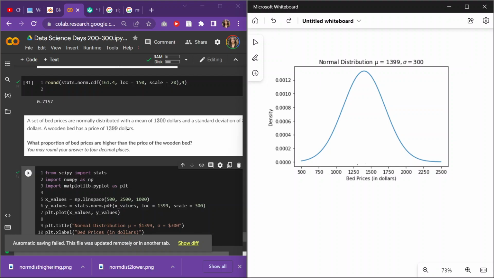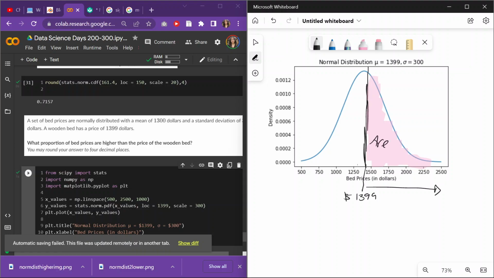1,399 is around here, kind of over here. So basically they're asking for the area that is above this point, or higher than this point, which is anything over here, right? Because these are in dollars, so they're higher at that point. So this is $1,399, that's the bed price, and they're asking what is the area here? What is the proportion of beds that have a price that is higher than $1,399?